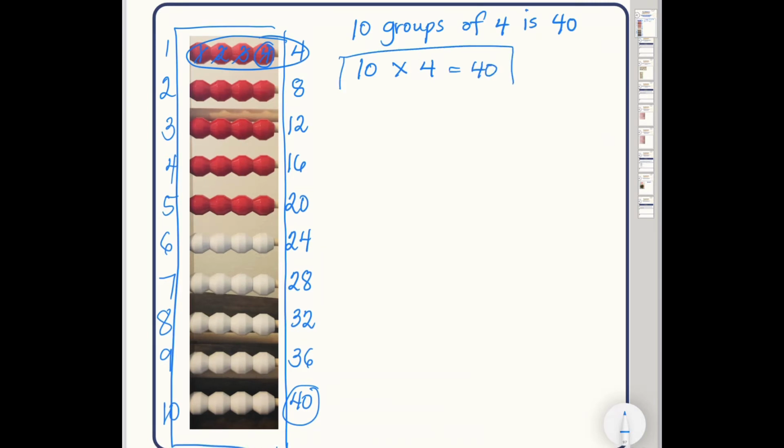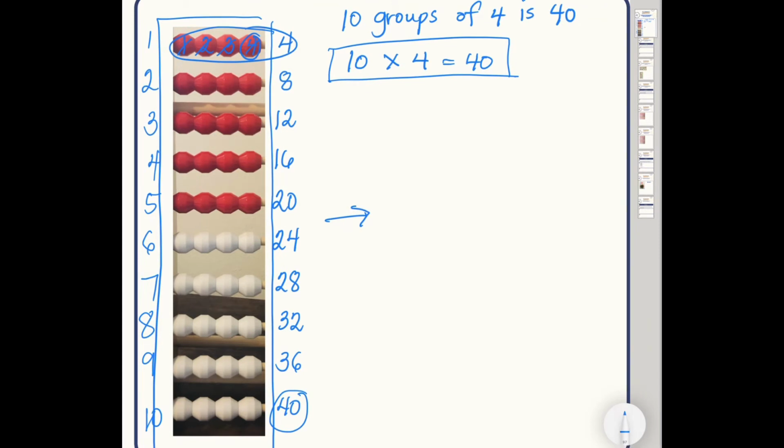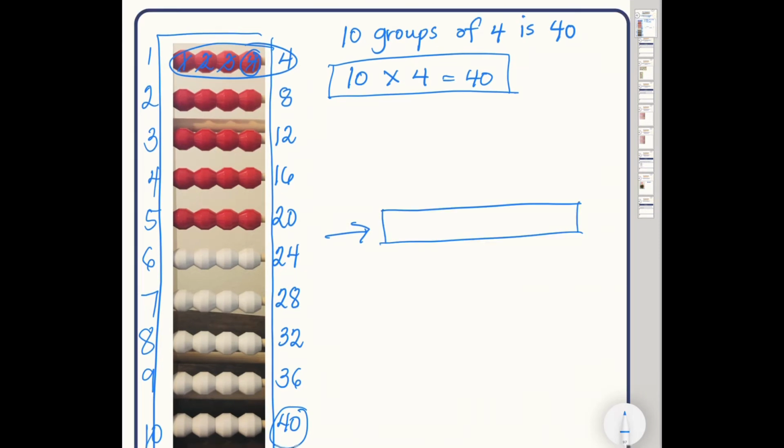Boys and girls, we can also model this using a tape diagram. This array can also be drawn or modeled. 10 boxes for 10 groups. Let's double check. 1, 2, 3, 4, 5, 6, 7, 8, 9, 10. Now that I have 10 boxes, just like the 10 rows, we can now put the size of the unit. Remember that we have our number of groups times the size of each group, and that's our total.